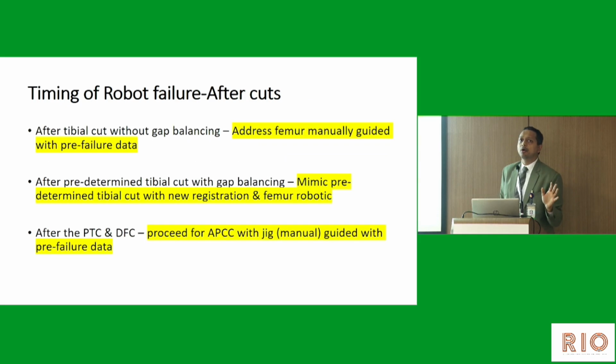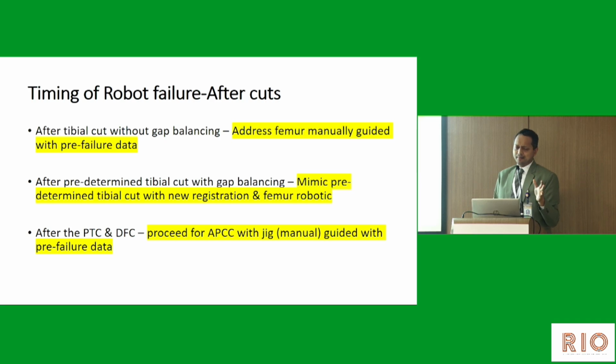But what if the robot fails after you have taken the cut? So for example, the tibial cut is taken and the robot fails. Now one thing you can do, if you're a gap balancer, is this. If you're not a gap balancer, then probably you have to address the femur manually. But if you're a gap balancer, you could use the same tibial findings, because you have the pictures. You can use the same tibial cuts and degrees and program them into the robot and then continue with the femur, which is possible with gap balancing.